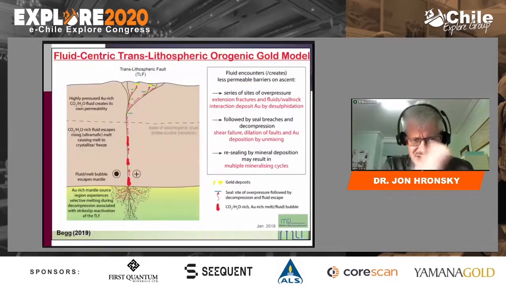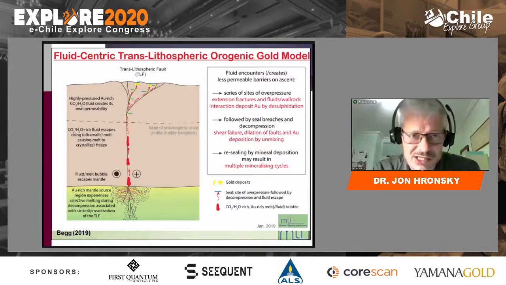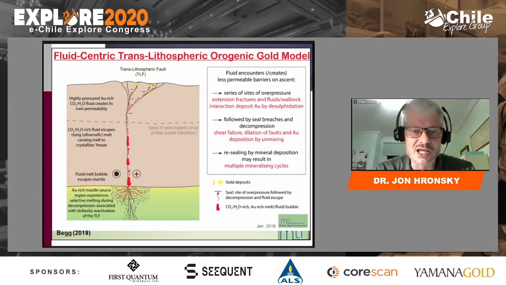And this is a diagram summarizing this idea, the fluid-centric translithospheric gold model, in this case applied to orogenic gold, but it's more generally relevant. And the idea is that, in this case, a strike-slip movement on these faults produces incipient extension, melts the gold-rich mantle source region, and those fluid melt bubbles escape upwards and ultimately lose their fluid quite deep, particularly in an orogenic system, probably because of the high CO2 content, and then those fluids percolate upwards to make deposits.